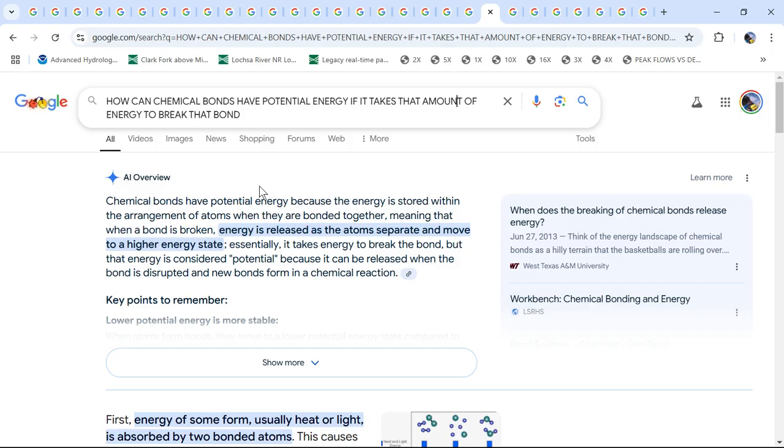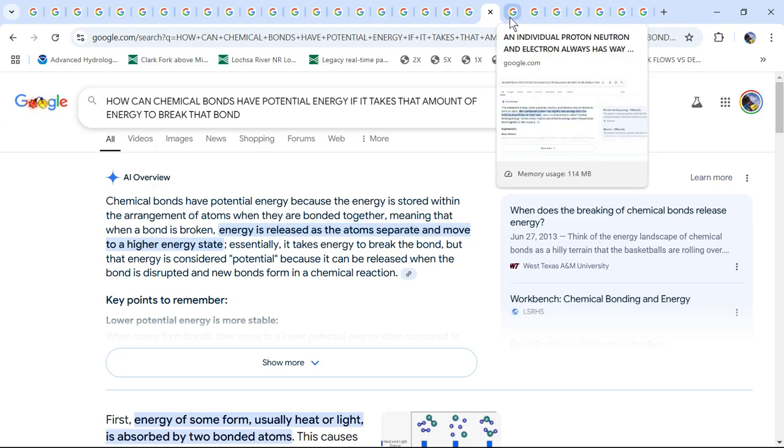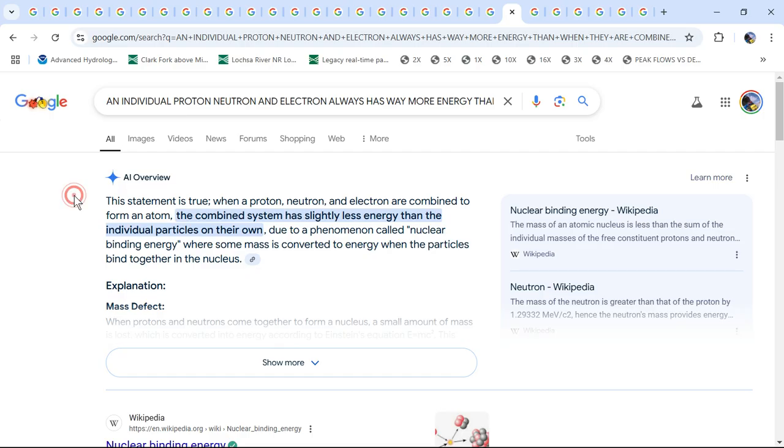But I'm sure you could have the opposite. I'm sure if I had two atoms, I would actually have to heat them both up, and then maybe they combined in that way. So I had to add energy into them. Now I have this combined molecule, let's say, and then when that molecule breaks its bond, the energy will now be released. So I think that'll be kind of my take-home aha. All right, so an individual proton, neutron, and electron always has way more energy than when they are combined.